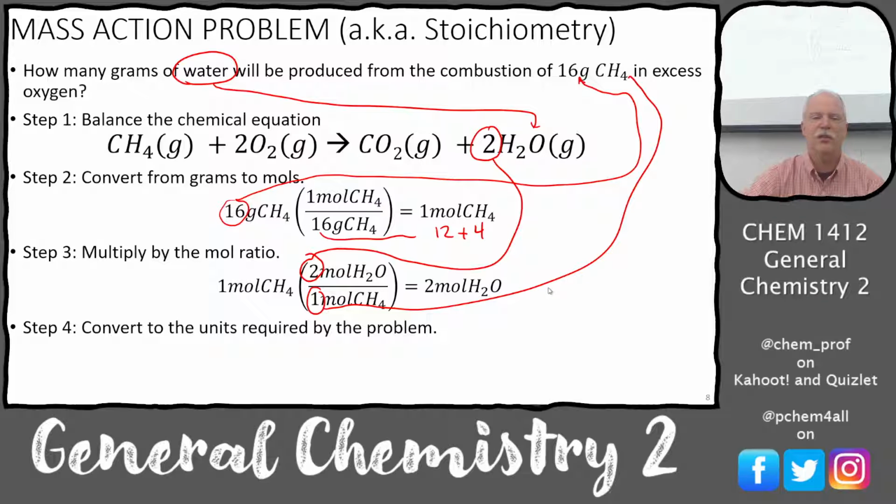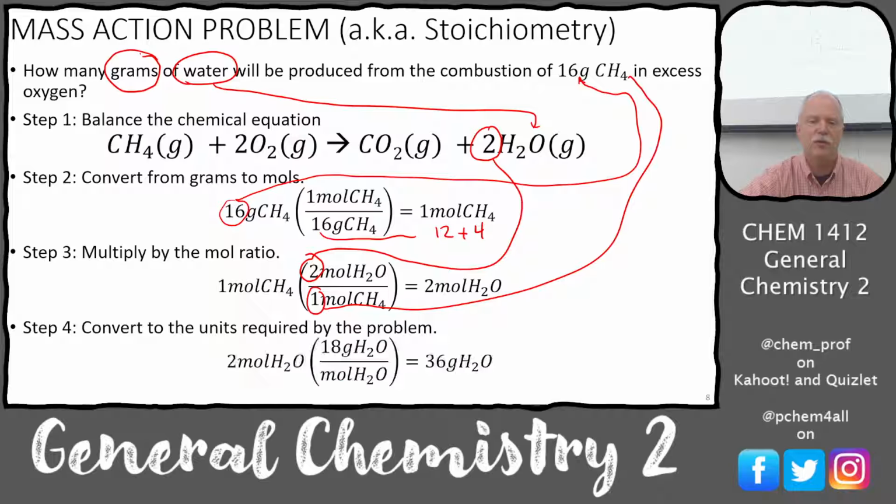And then we convert those units to the units required by the problem. So we look back at the problem and we say, okay, it's asking for grams of water. Okay, so that's pretty straightforward. We have 2 moles of water times its molar mass. So that 18 is 2 times 1 plus 1 times 16 equals 18. Okay. And we end up with 36 grams of water. So that's the stoichiometry problem done in 3 parts.